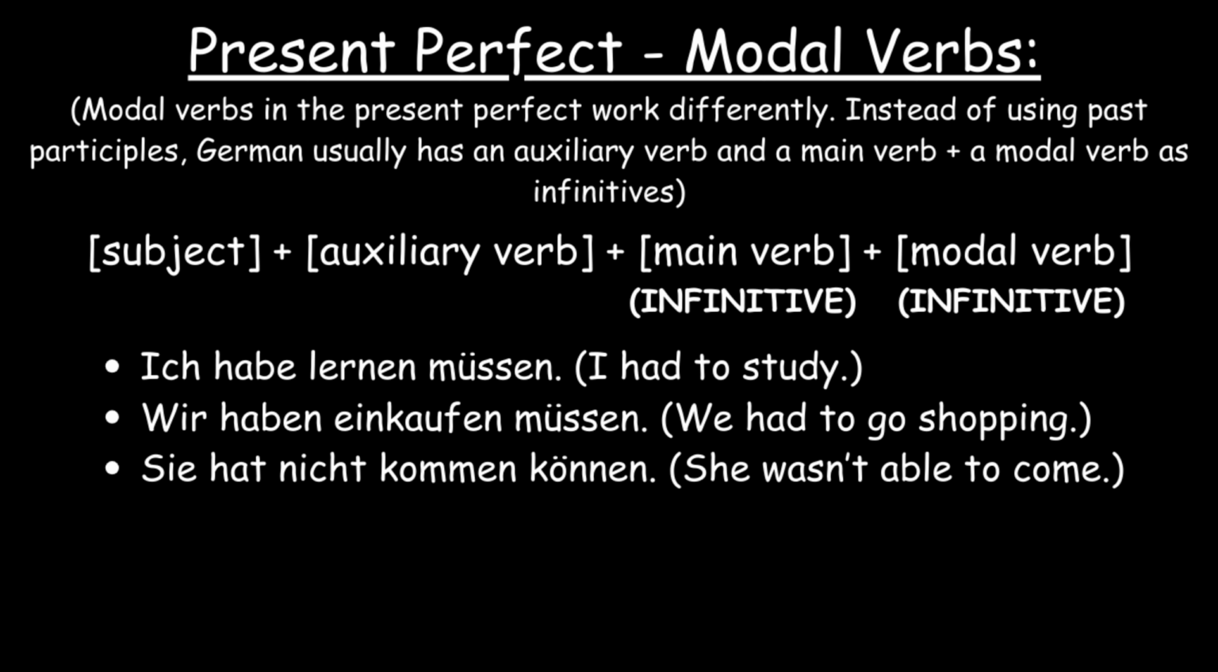Some examples are: Ich habe lernen müssen. Wir haben einkaufen müssen. Sie hat nicht kommen können. This concept is a bit hard to grasp, so practicing modal verbs in the present perfect is key.